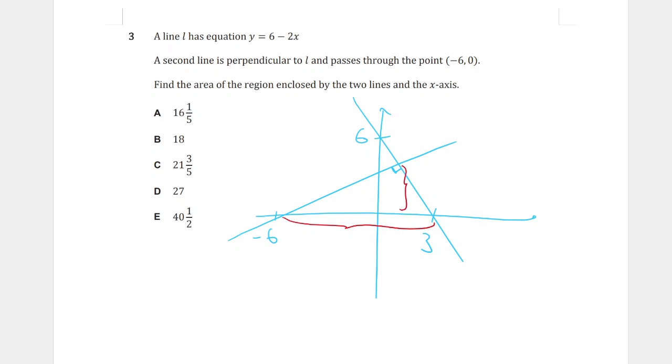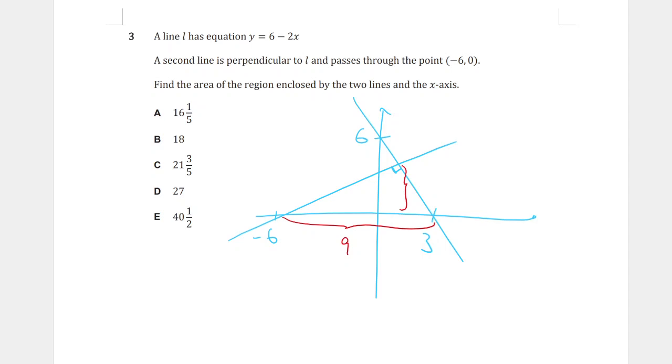So this we already know is 9. The base we already know is 9. So we're going to figure out what the height is. How do I figure out the height? The height is exactly the y-coordinate of the intersection. So we're going to figure out the intersection. How do we do that?